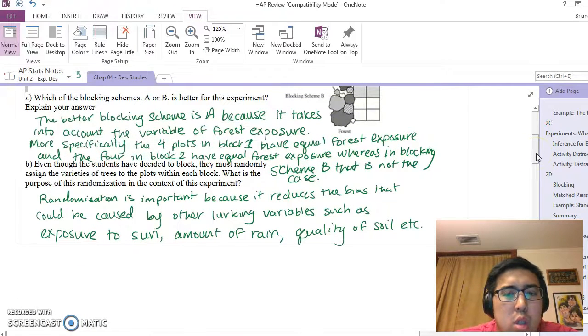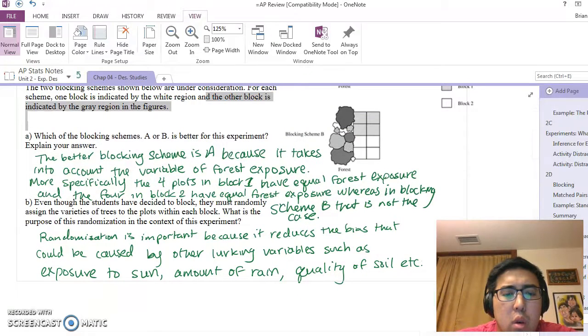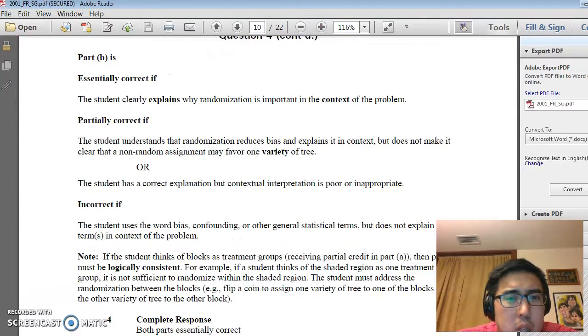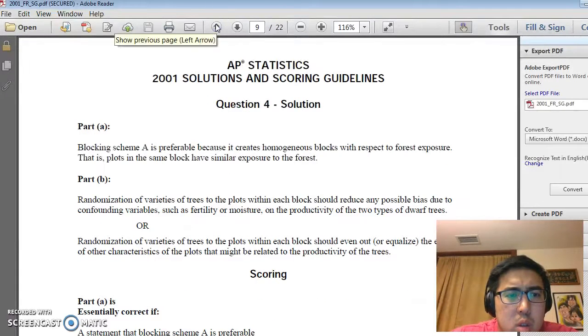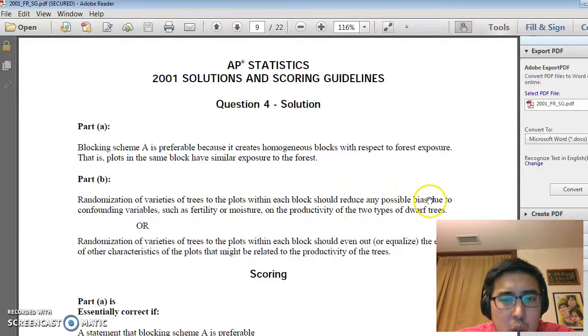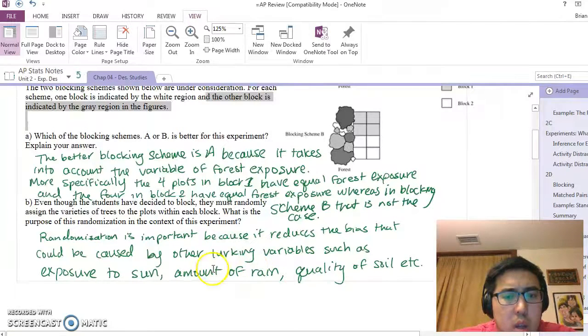Randomization is important because it reduces the bias that can be caused by other lurking variables such as exposure to sun, amount of rain, quality of soil. I don't know if I make it clear that non-random assignment may favor one variety of tree, but I'm not sure if they did either, to be honest. Let's look at their answers. The randomization of variety of trees to plots within each block should reduce any possible bias due to confounding variables such as... This sounds like my answer. So I think that it's okay, according to their answer, that mine looks like this.